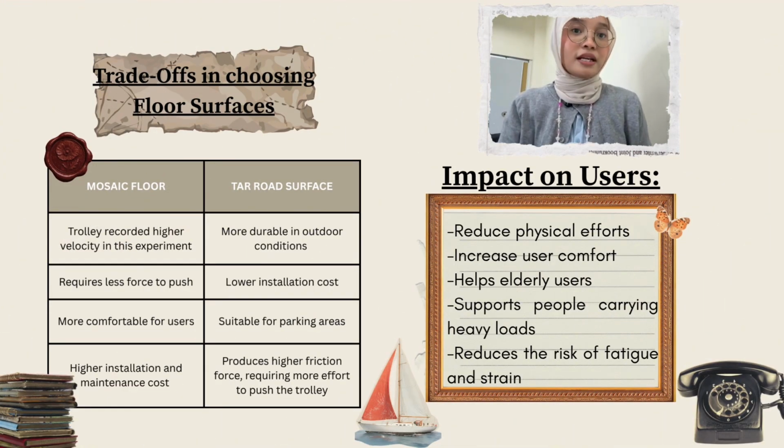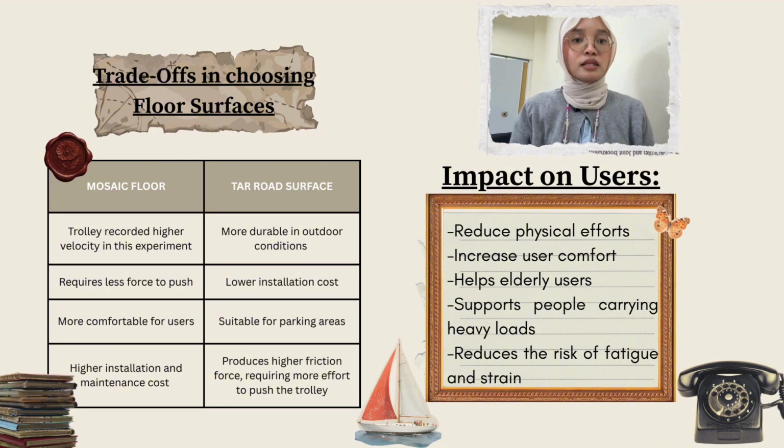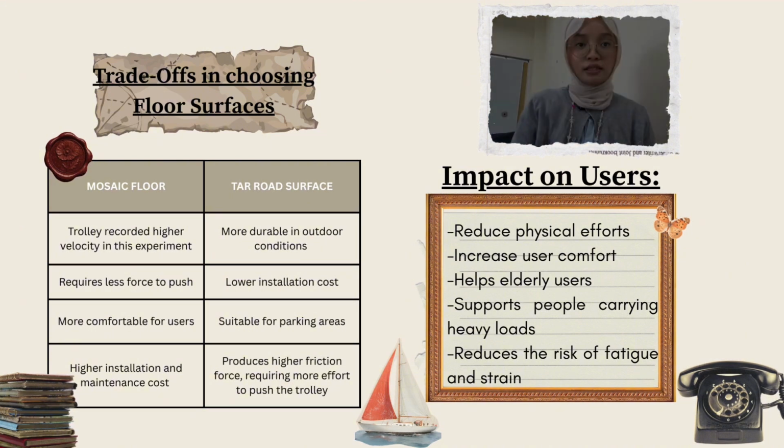Now I will explain the trade-off in choosing floor surfaces. Based on our experiment, the mosaic floor allows the trolley to move faster and requires less force to push. This makes it more comfortable for users. However, the mosaic floor has a higher installation and maintenance cost. The tar road surface is more durable and cheaper to install. It is also suitable for outdoor areas, but it creates more friction, so users need more effort to push the trolley. Therefore, each surface has its own advantages and disadvantages.